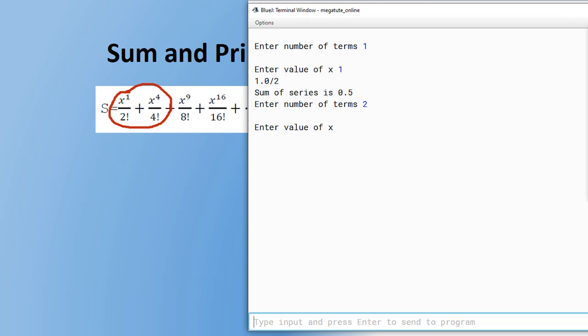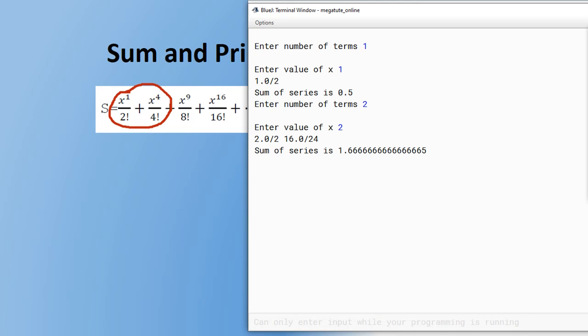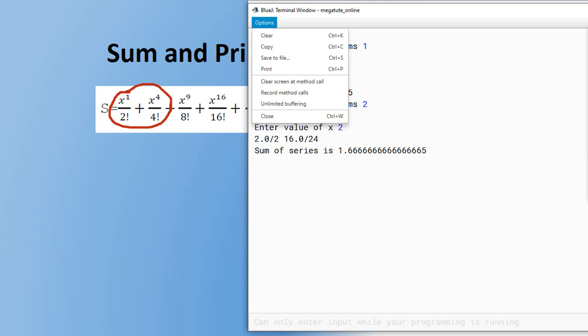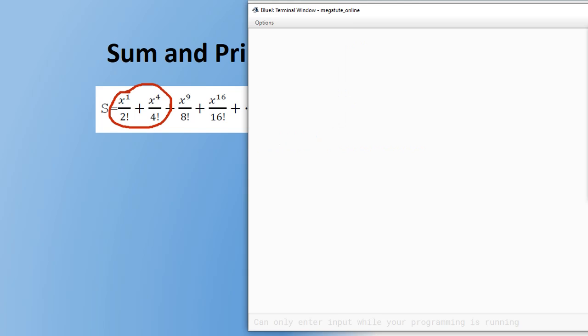Number of terms 2 and x is also 2. Yep, it gives me 16 upon 24, you can see, and the sum is also correct. So this is the way we solve a series, this series which has all numbers positive.